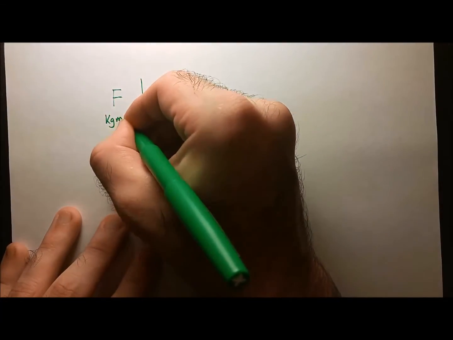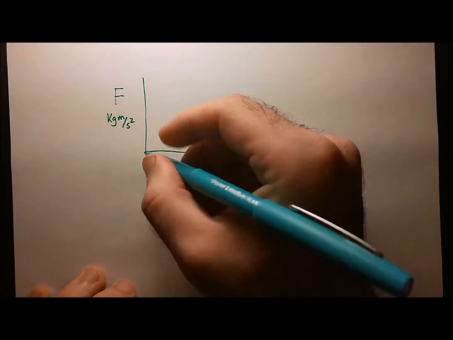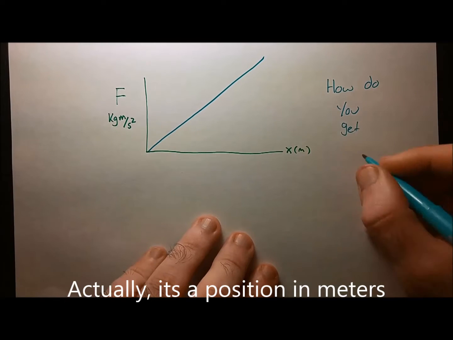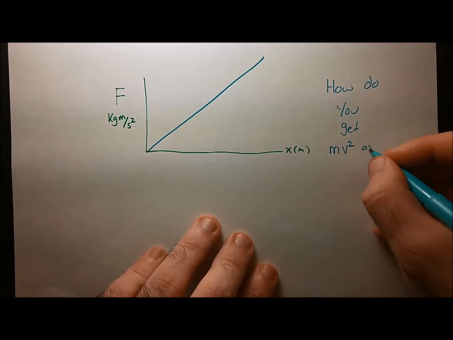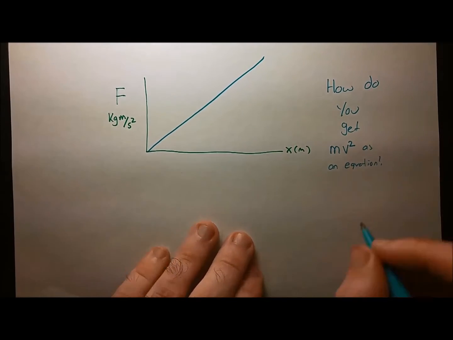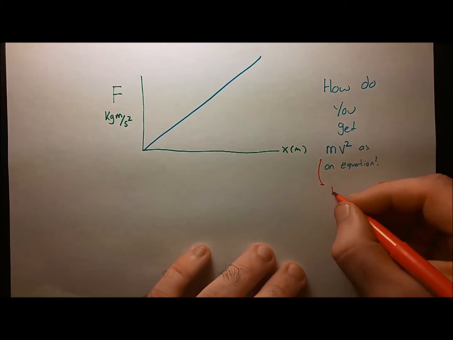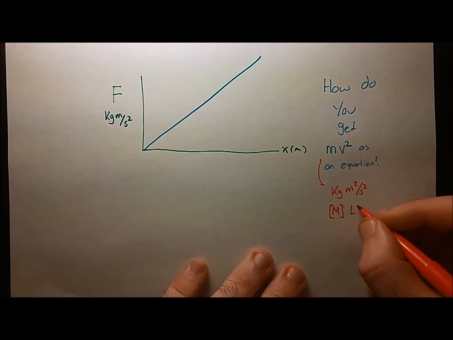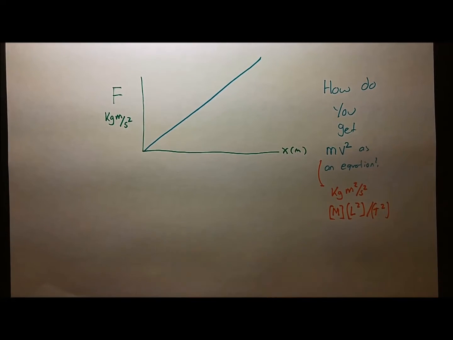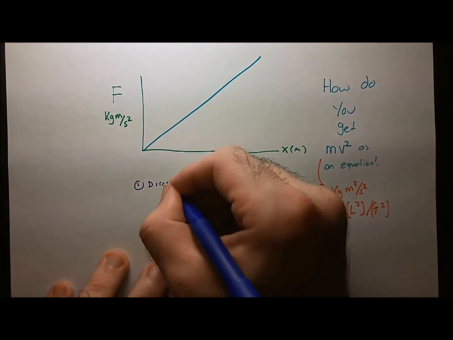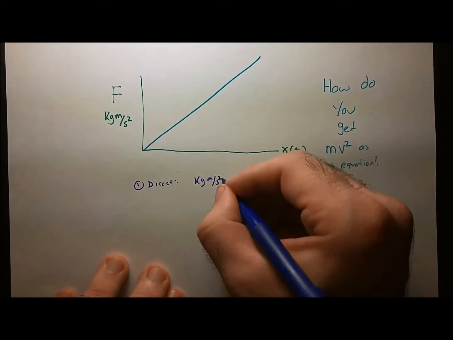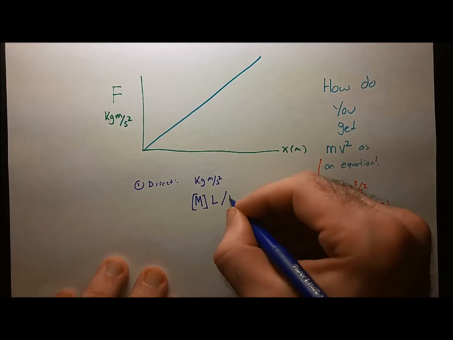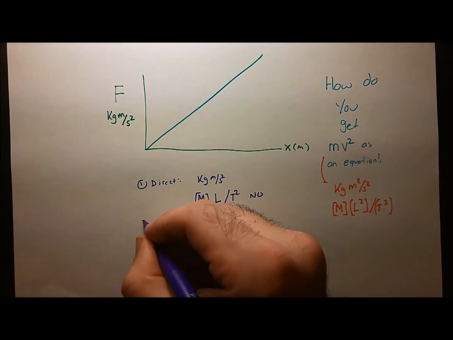So take a look at this graph with me, if you don't mind. We're going to have force, which is kilogram meters per second squared, and a distance, x in meters. So here's a line. How would we get a mass times velocity squared as an equation from the different things you do with the graph? Now, mass velocity squared is a kilogram meters squared per second squared, which is a mass length squared over time squared. Notice we're using dimensionality. So if you read it directly, you get kilogram meters per second squared, or force. That's not the same as mass times velocity squared, so that does not work for our units.